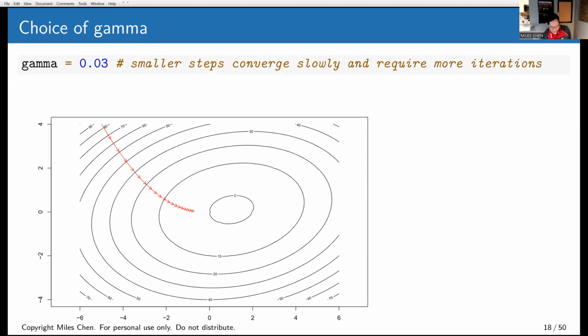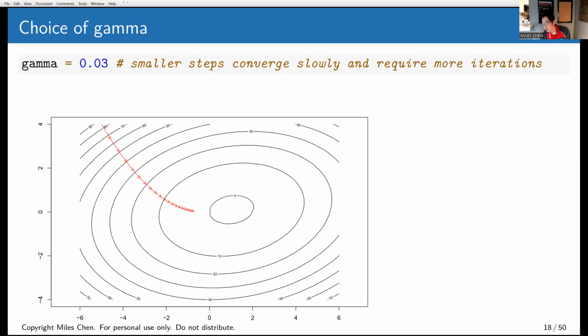We could choose a different sized gamma. Now, I had chosen this value of 0.1, and that's partly because I played around with it, and I knew it worked out kind of well.